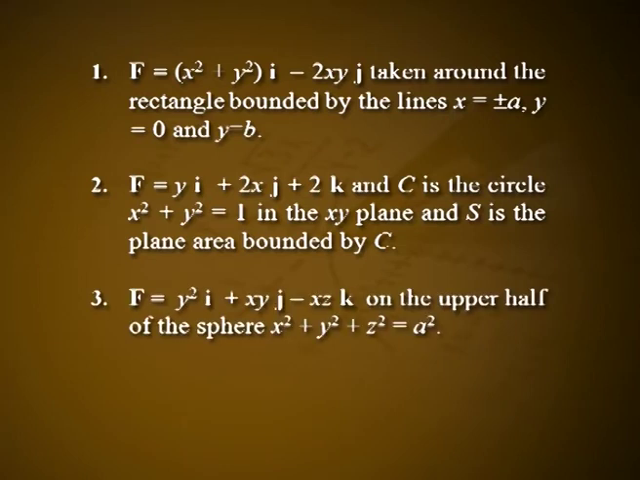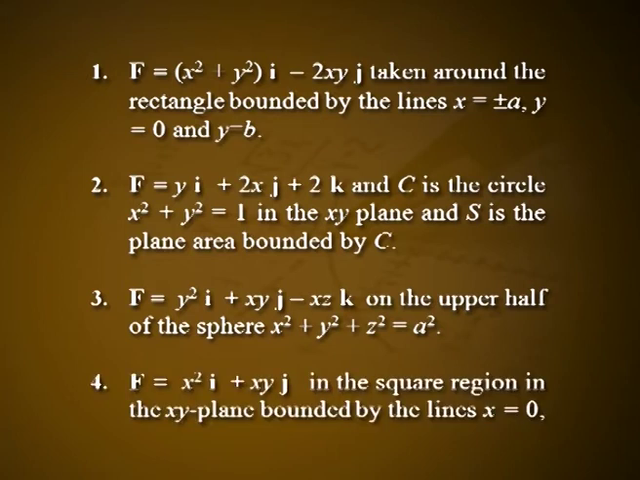F = y² i + xy j - xz k on the upper half of the sphere x² + y² + z² = a². F = x² i + xy j in the square region in the xy plane bounded by the lines x = 0, y = 0, x = a, y = a.